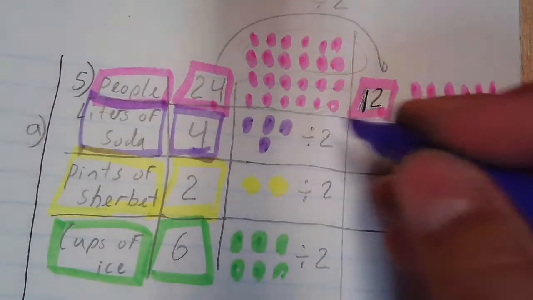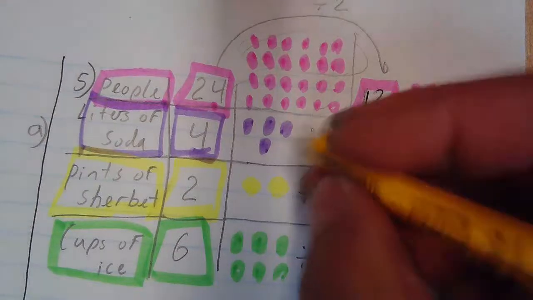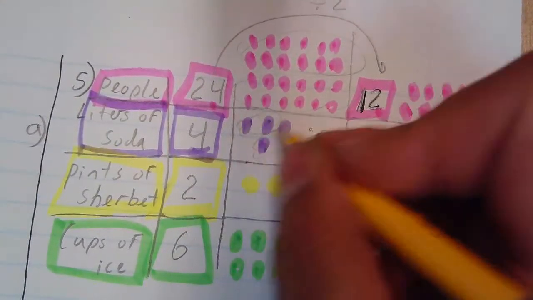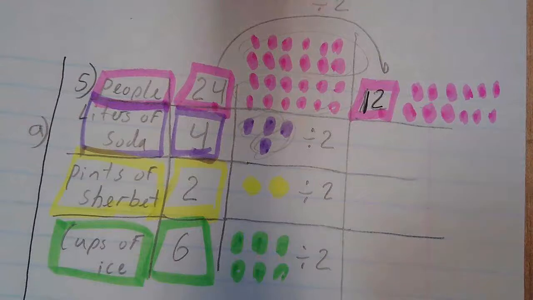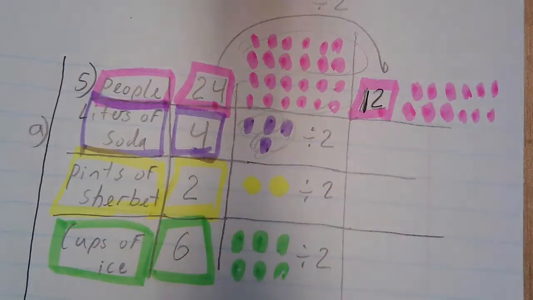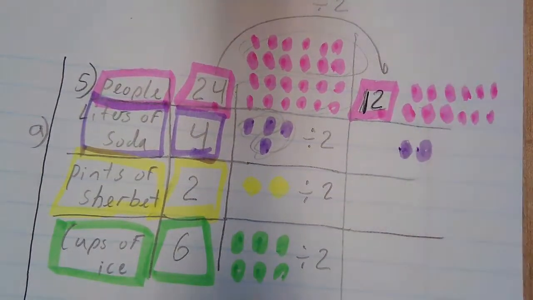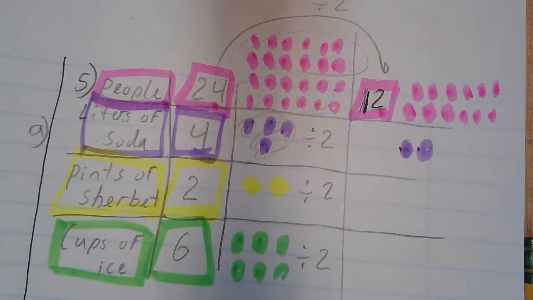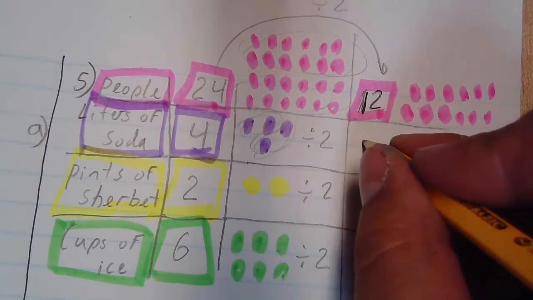So 4 broken up into 2 groups. And I'll do it very lightly with the pencil so you can see. All right. 1 group, 2 groups. That gives me 2. 2 per group. Oh, I almost used the wrong color. 1, 2. Four divided by 2 is 2.